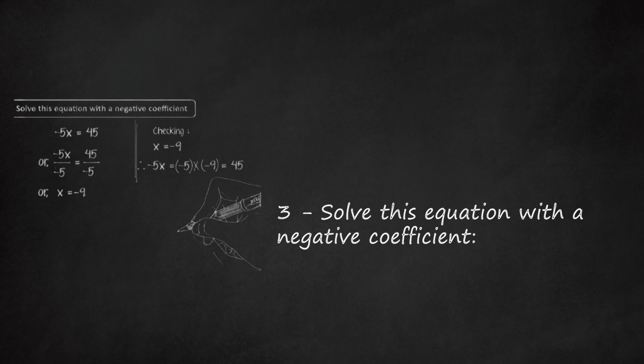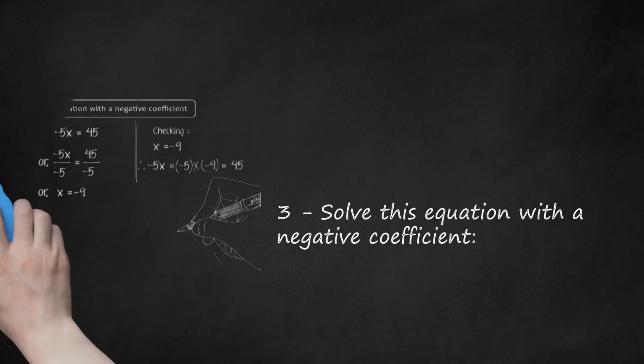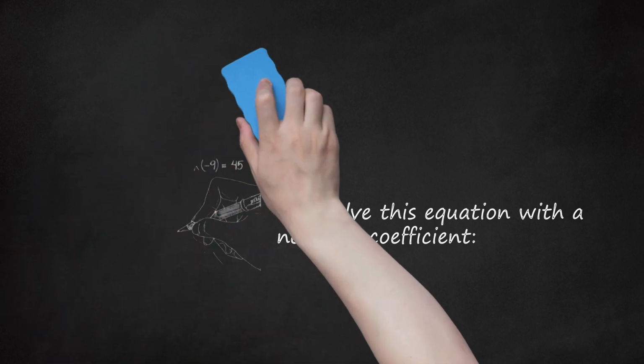-5x = 45. -5x/-5 = 45/-5. x = -9. Checking your work, since -5(-9) = 45, your solution is correct.